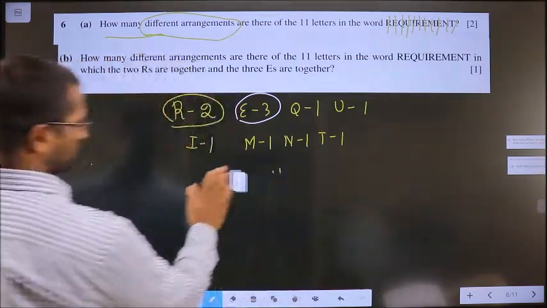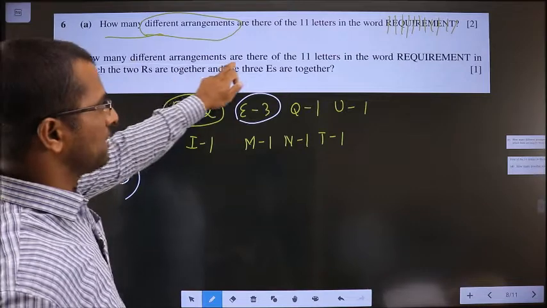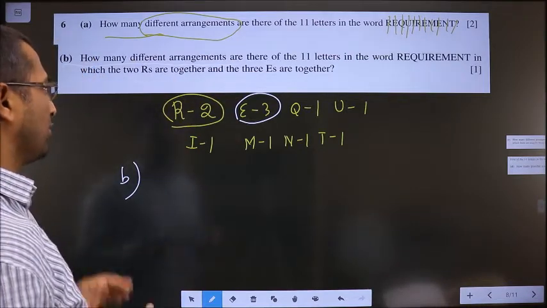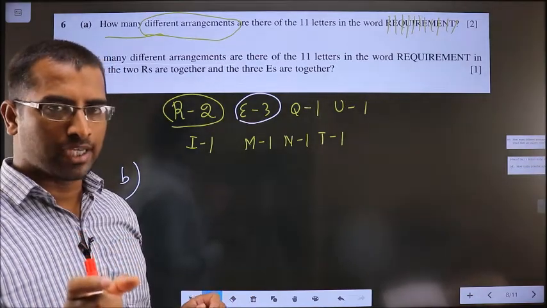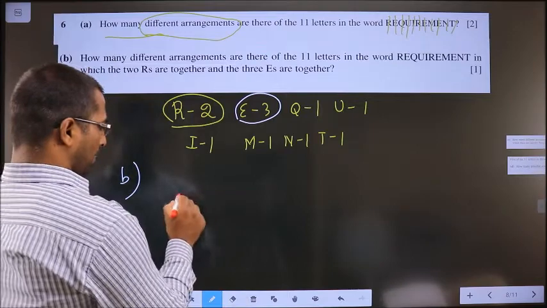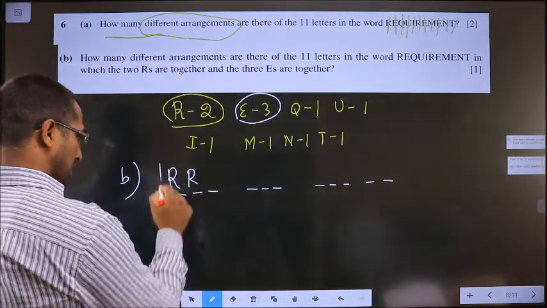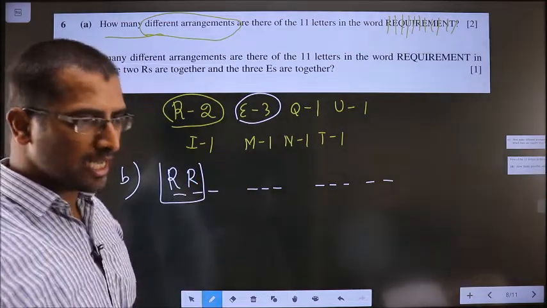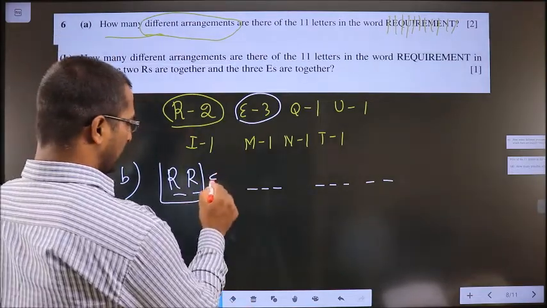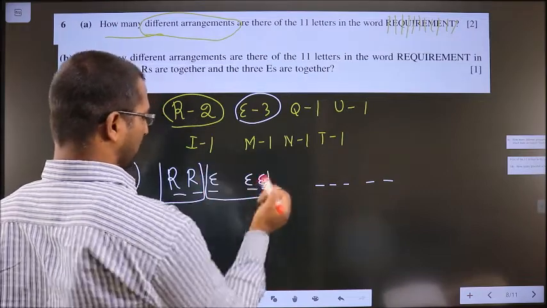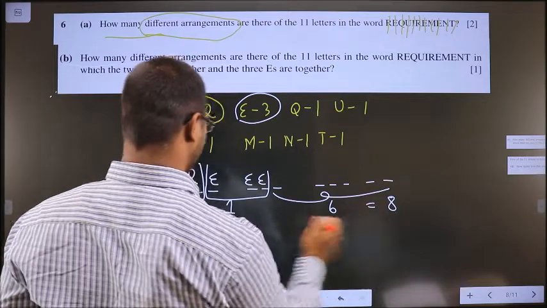Now the B1. How many different arrangements are there of the 11 letters in the word requirement in which the 2 R's are together and the 3 E's are together? How can I make sure that the R's are always together and the E's are always together? 11 letters, so 11 blanks. R should be together means I should consider them to be one unit. If I consider them as one unit, then I can make sure that they are always together. Apply the same thing on E. These 3 E's should also be considered as one unit. So this is one unit, this is also one unit, and how many more letters are there? 6. So the total is 8: 1, 2 plus 6, 8.